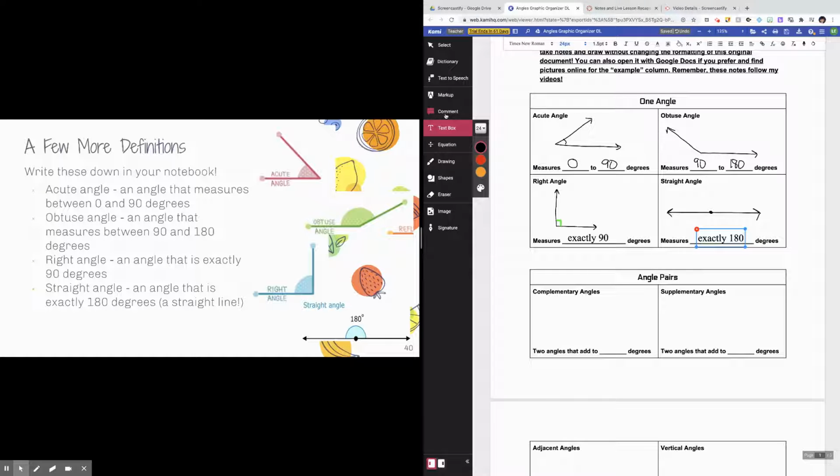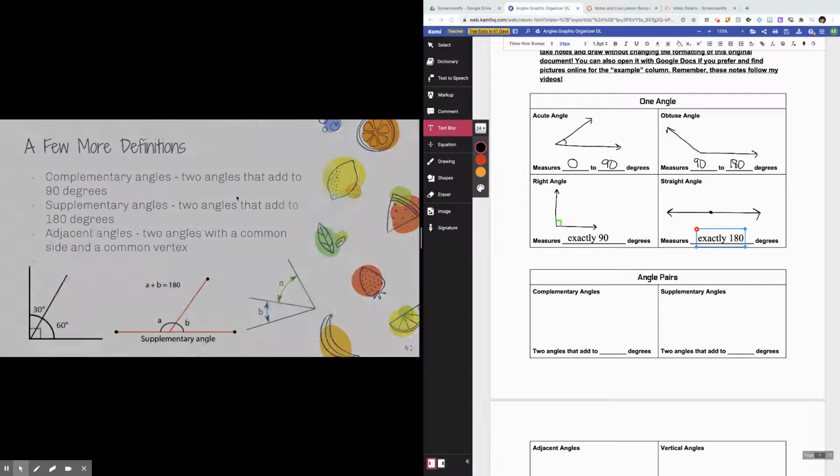So I know it can be kind of confusing when you think about straight angles because it's like, well, isn't that just a line? Yes, but see how it only has 1 point on it, right? Remember, you have to have 2 points in order to name a line. So just know if we're talking about angles and you hear the term straight angle, it literally means it's a straight line. It's exactly 180 degrees, okay? So those are all of your angle types, your single angle types.